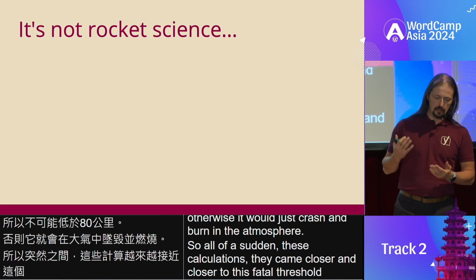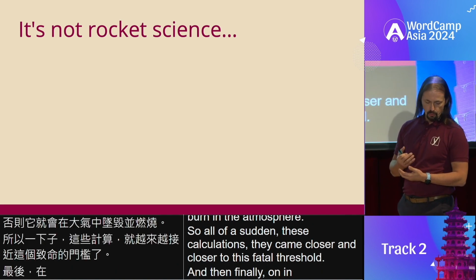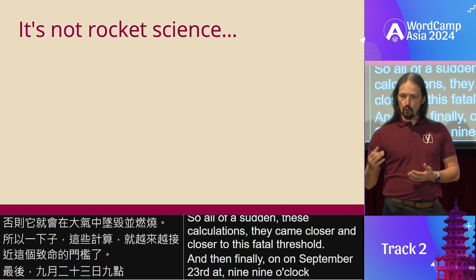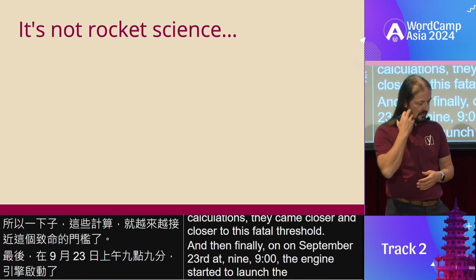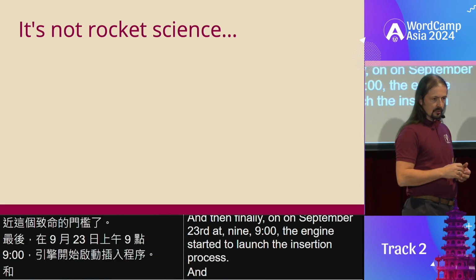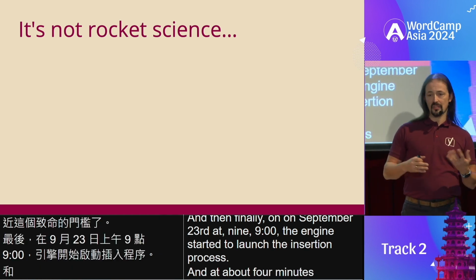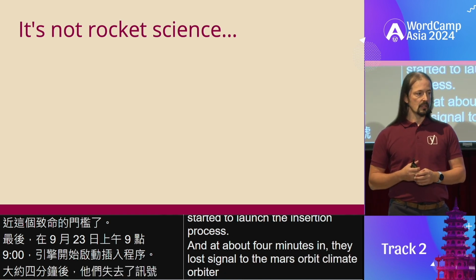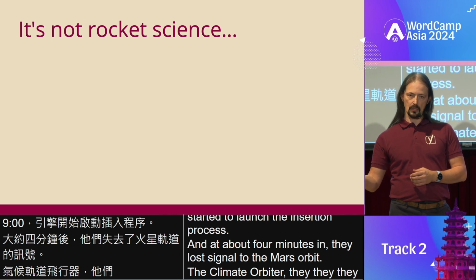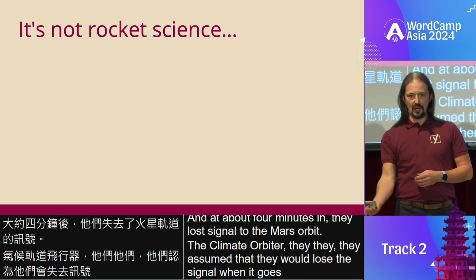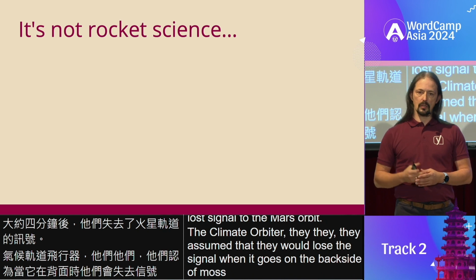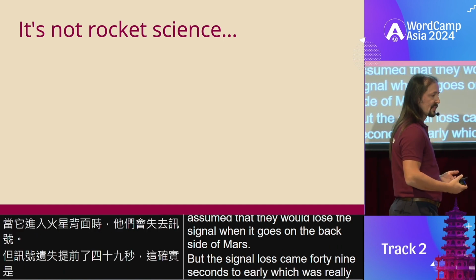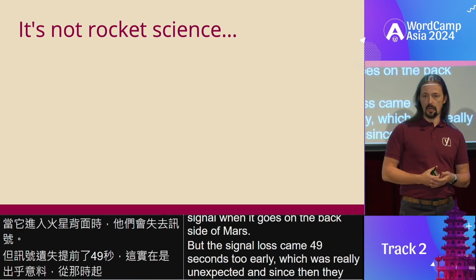And then finally, on September 23 at 9 o'clock, the engine started to launch the insertion process. And at about 4 minutes in, they lost signal to the Mars Climate Orbiter. They assumed that they would lose the signal when it goes on the backside of Mars. But the signal loss came 49 seconds too early, which was really unexpected. And since then, they have never been able to reestablish contact.